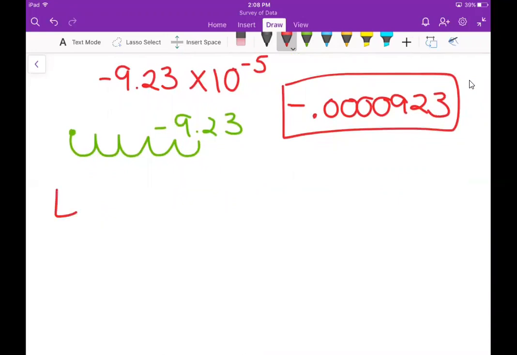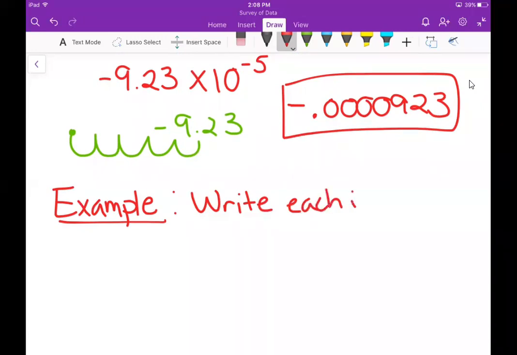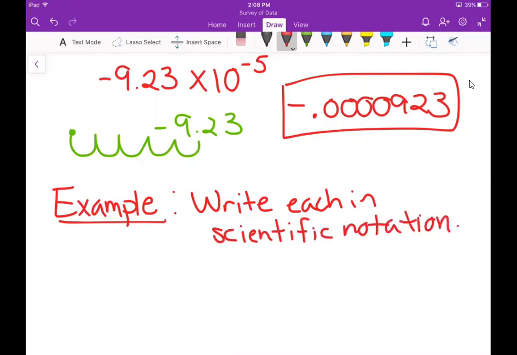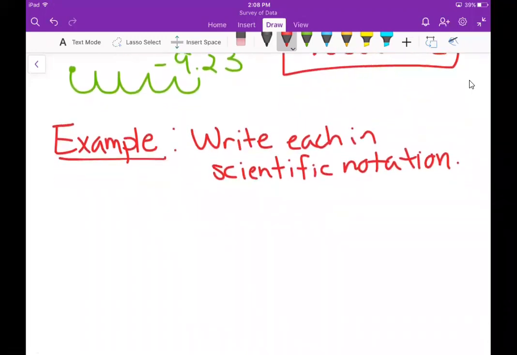Okay, last topic. We want to make sure we can go the other way around. Can you write each normal number, each decimal notation number, in scientific notation? So can you write 84,300,000 in scientific notation?